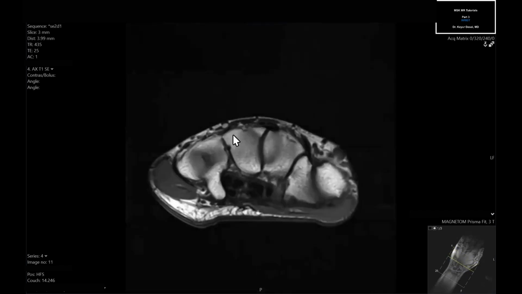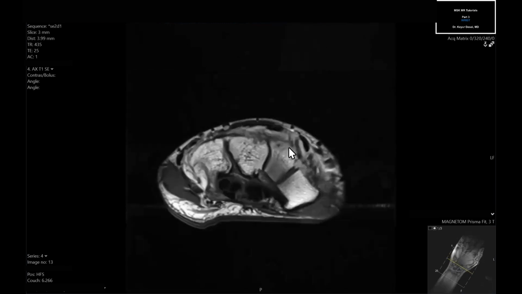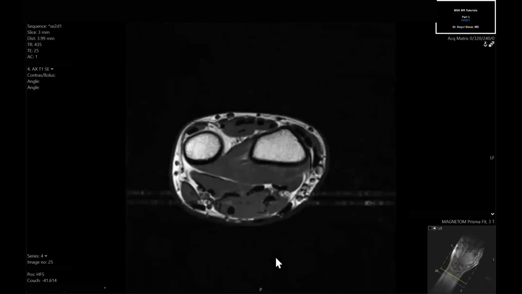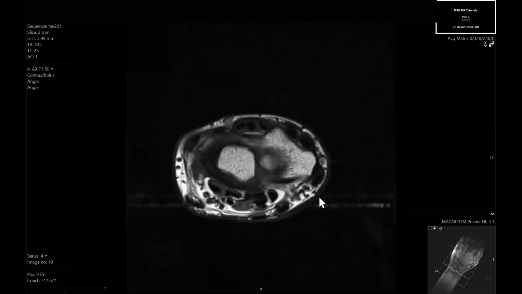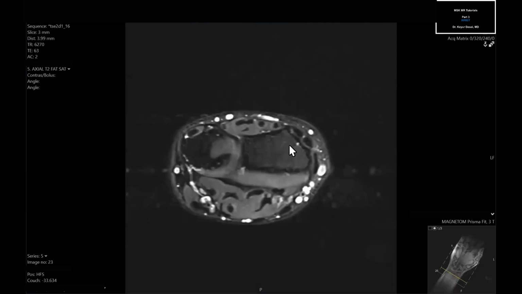Outside of that, you can take another look at all of the bones here just to make sure there's no fracture, large osteophytes, or anything else that may catch your eye. It also is very easy to denote Lister's tubercle here, which we'll get into a little bit more detail on the fluid sensitive sequence, which is what we're going to come to now.